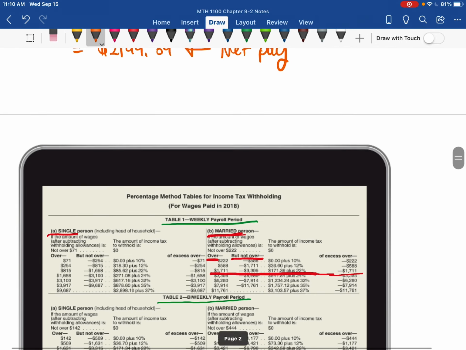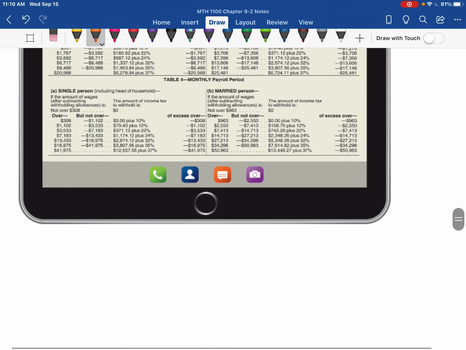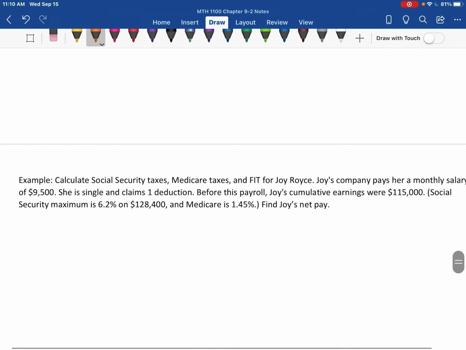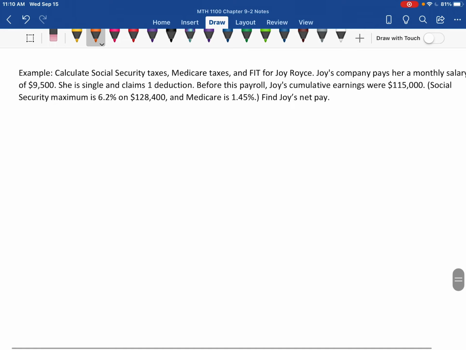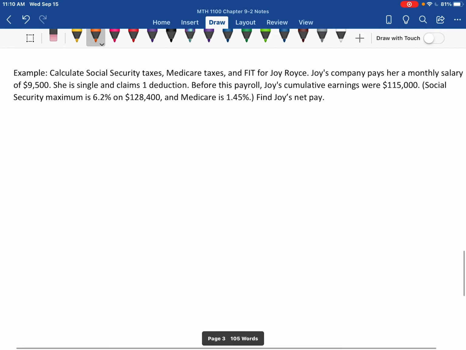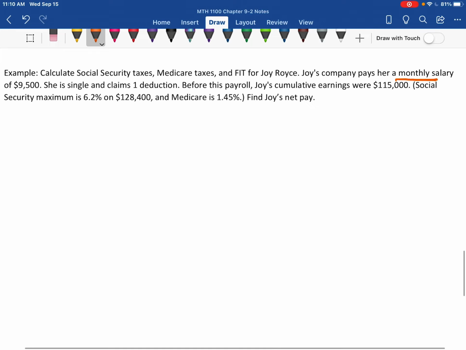Okay, next example. Let's scroll down because I didn't have room to put that on one page. We're going to find the Social Security taxes, Medicare taxes, and FIT for Joy Royce. So it gives information that she has a monthly salary. She's single and she claims 1. So this is information that we're going to need for our FIT.